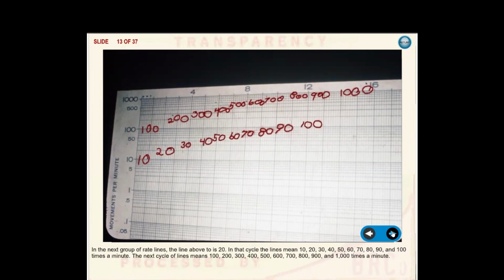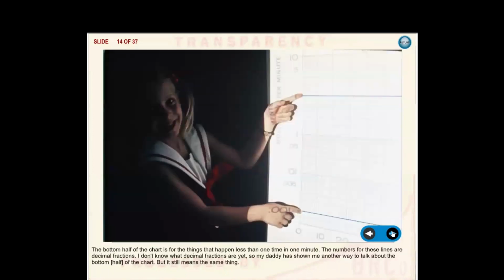In the next cycle, the lines mean 100, 200, 300, 400, 500, 600, 700, 800, 900, and 1,000 times a minute. The bottom half of the chart is for the things that happen less than 1 time in 1 minute. The numbers for these lines are decimal fractions. I don't know what decimal fractions are yet, so my daddy showed me another way to talk about the bottom of the chart, but it still means the same thing.